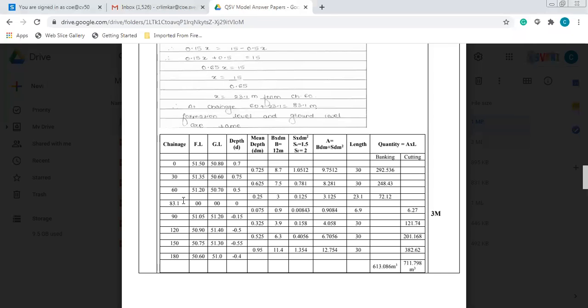So the first row will be the chainage. In the first column you can put the value of chainage as 0. Second column it is 30, third column 60, fourth one 90, fifth one 120, sixth one 150, and seventh one is 180. Second row is your ground levels. These are given as 50.80. You can note it down. Then 50.60, 50.70, 51.20, 51.40, 51.30, and 51.